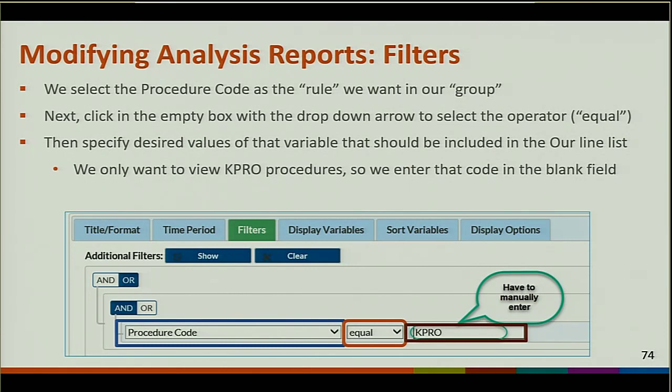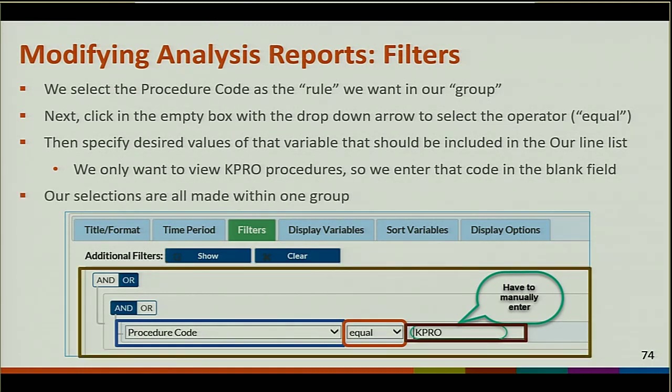This is to specify the desired value of the variable that we should include in our line list. Since we only want to review kpro procedures, we entered that code in the blank field. This is something you have to manually enter, it is case sensitive, and it must be exact for the variable that you're trying to isolate for this rule. And finally, all our selections are made within one group. Everything you see here within that gold border is a group, and procedure code equal to kpro is our rule within the group.